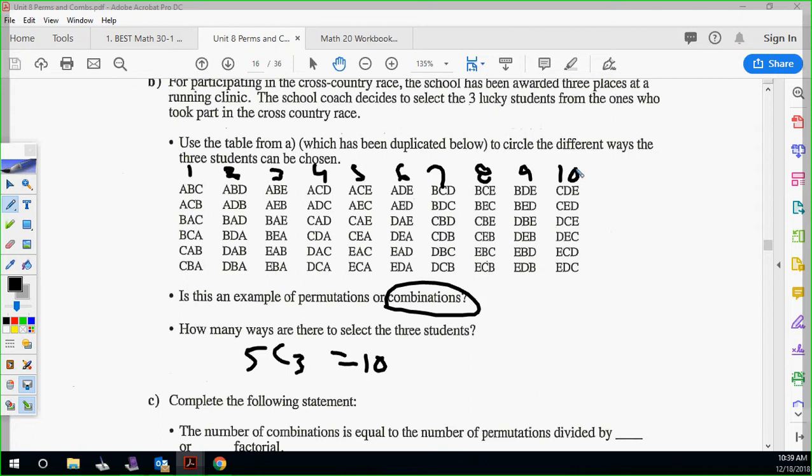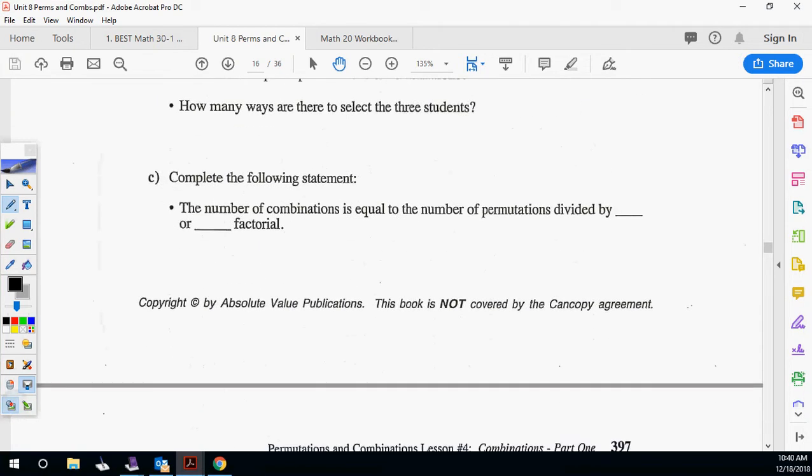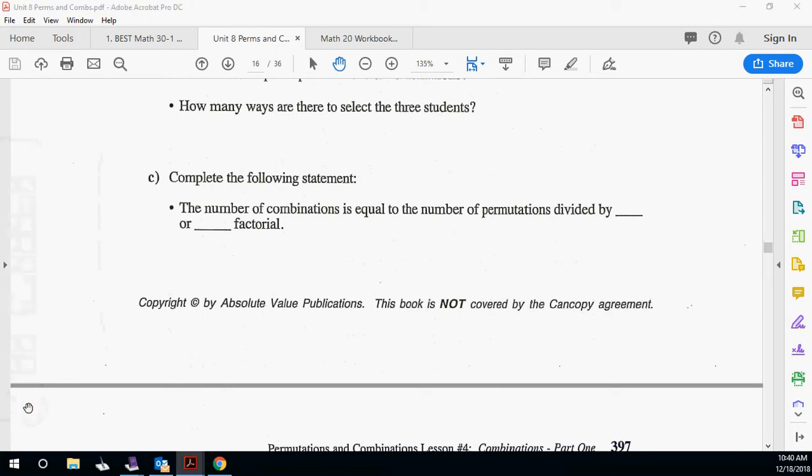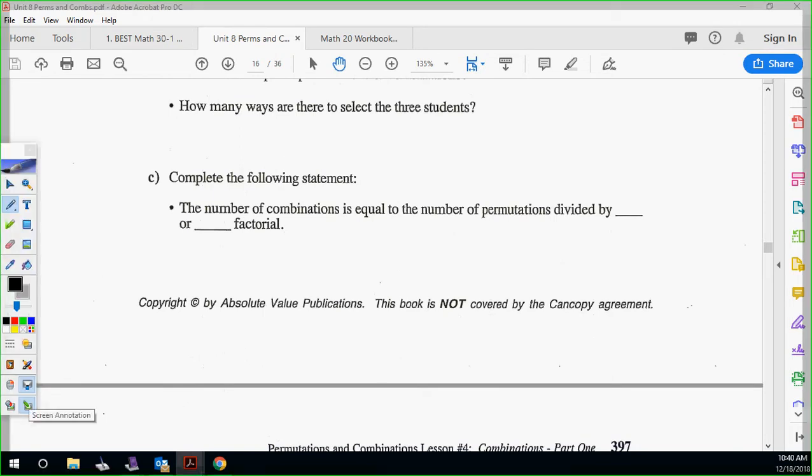Okay, any questions? So let's complete the following, and we'll get to some examples. The number of combinations equals the number of permutations divided by 6, which is 3 factorial. This one we were selecting 3, last one we were selecting 2, so you divide by that factorial. So this was 60 divided by 6. Where does the 6 come from?